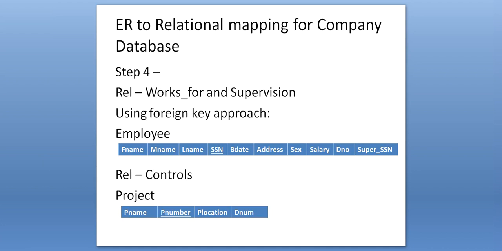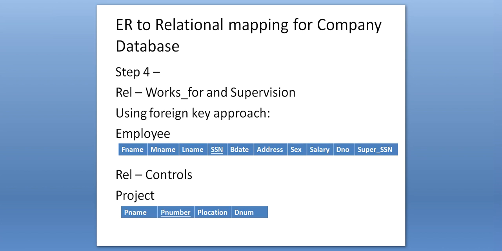After that, step number 4. Step number 4 is about mapping of 1 is to n relationship types, isn't it? We can see there are 1 is to n relationship types in the ER diagram. The first one is works for, between employee and department, and another one is controls, between department and project, and another one is dependent of.